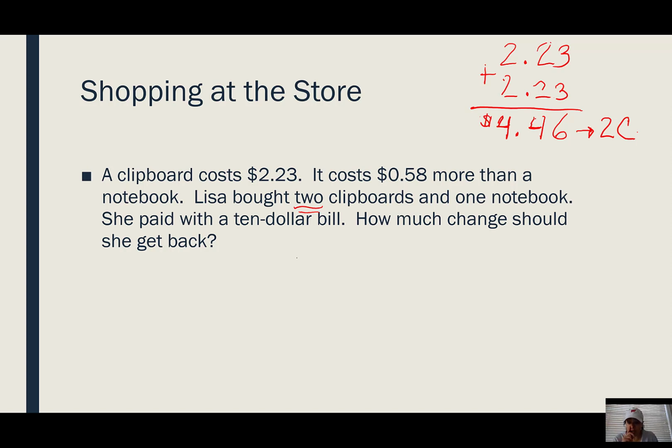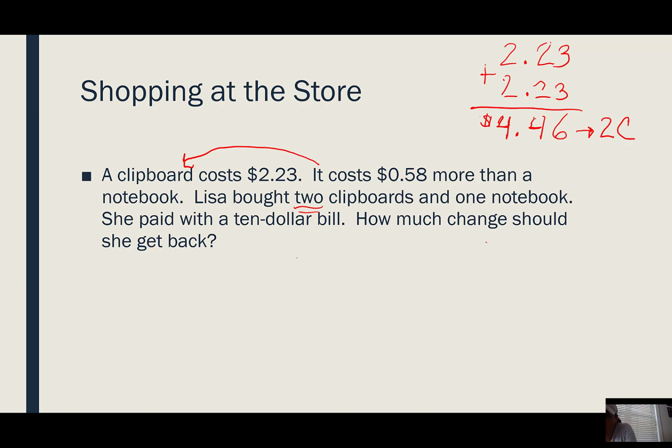Now, we need to know the price of a notebook. It says a clipboard costs $2.23. It costs 58 cents more than a notebook. So the clipboard is more expensive than the notebook. So we know the notebook is cheaper because the problem is saying it costs 58 cents more than the notebook, and the "it" is referring back to the clipboard. So if the notebook is cheaper, we have to subtract.